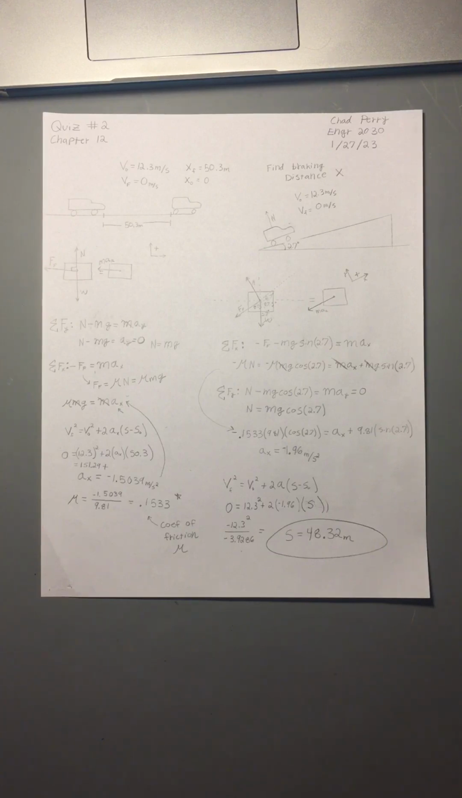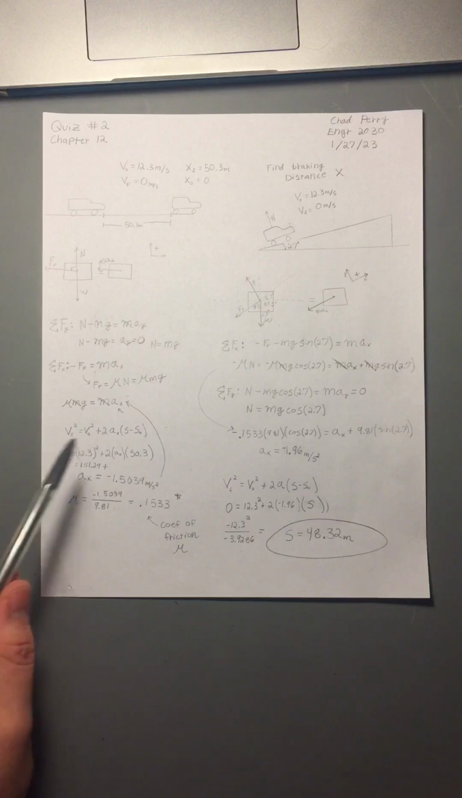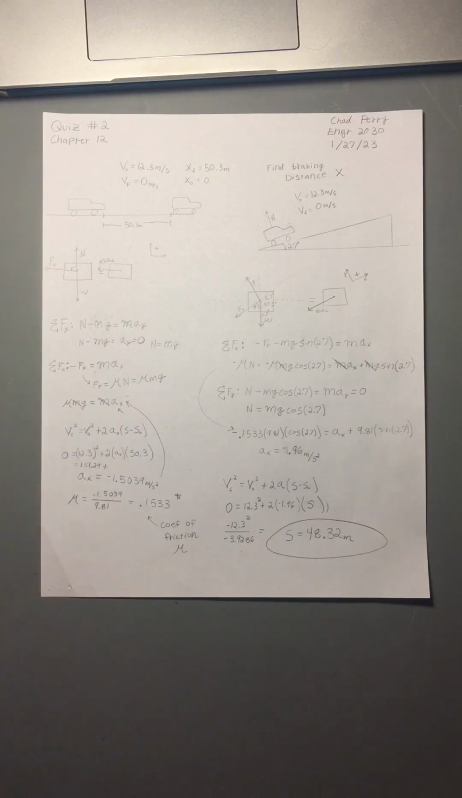Using that, we can try and solve for mu, and once we find mu for this problem, we can use that same value on the incline hill. Using force equals mass times acceleration, we can create this relationship here. Then we needed to find acceleration in the x to be able to find mu. So using our equations for constant acceleration, we can find the acceleration in the x direction.